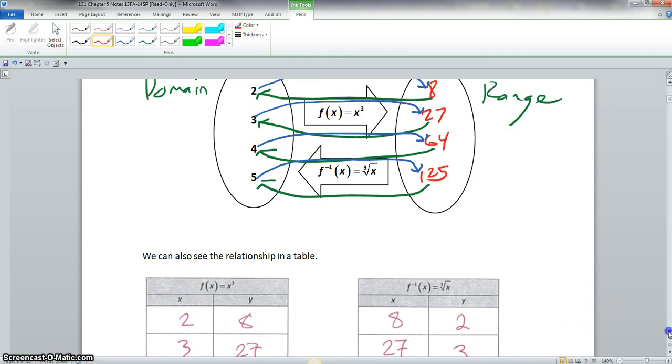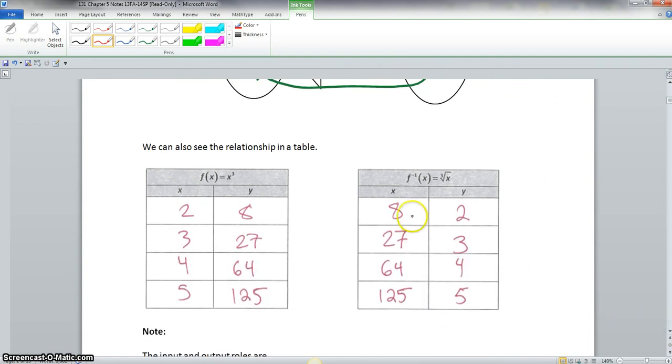Now we do the inverse function. If we put in a for x, if we put this in the radical, the cube root of 8, we know is 2. Cube root of 27 is 3, and so on. If you notice, the x and y values just switch places. This y became x, and this x became y with the inverse.